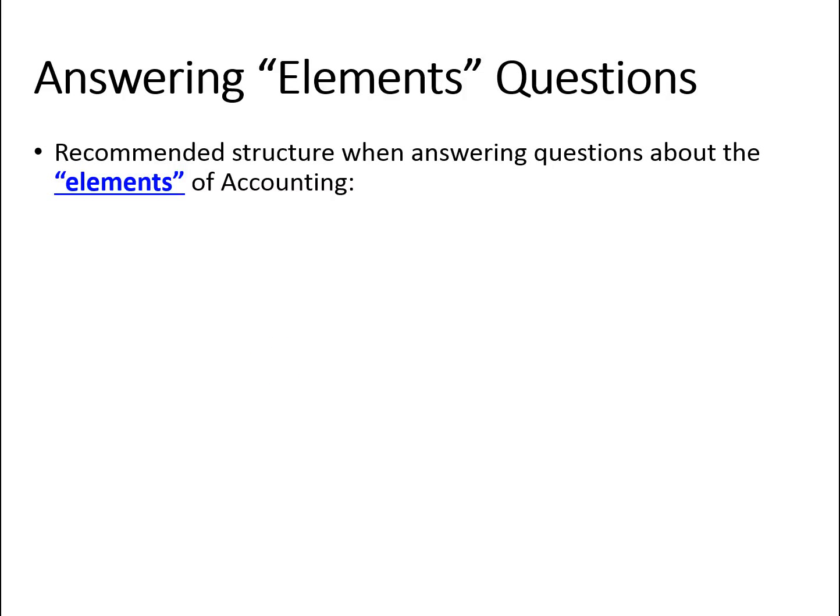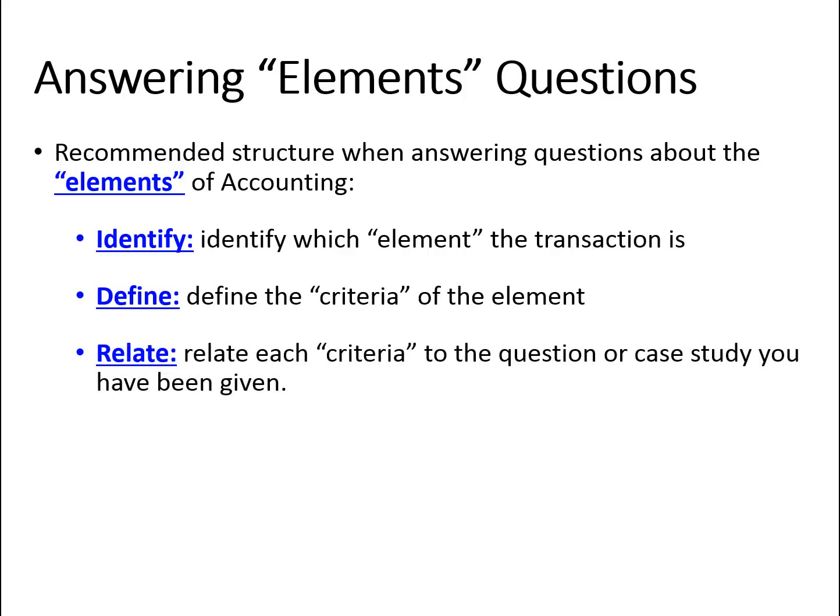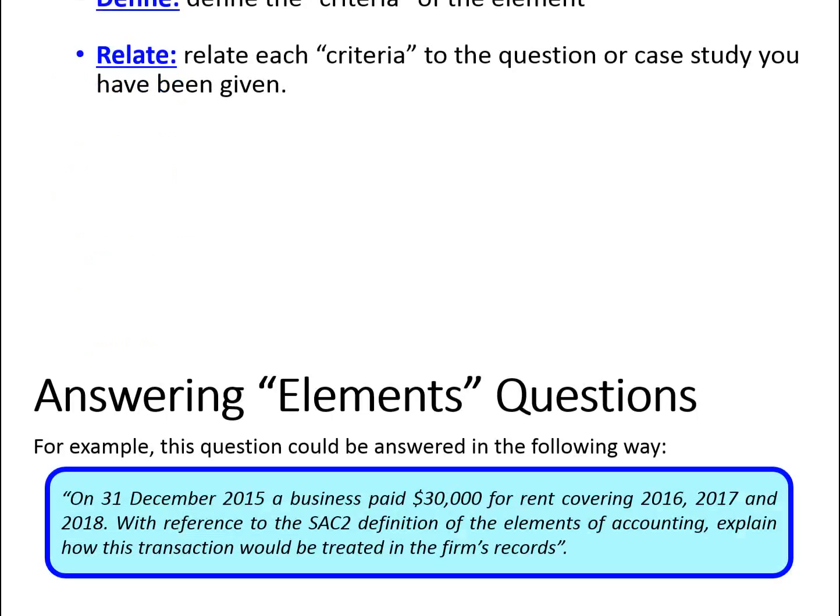You're going to get a lot of theory questions about the elements of accounting, which can be quite difficult to answer. So we're going to adopt a similar structure to the one we use to answer the theory questions. First thing we're going to do is identify which element the transaction is. Next, we'll define the criteria of that element, and lastly we'll relate each of those criteria to the question or case study you've been given.